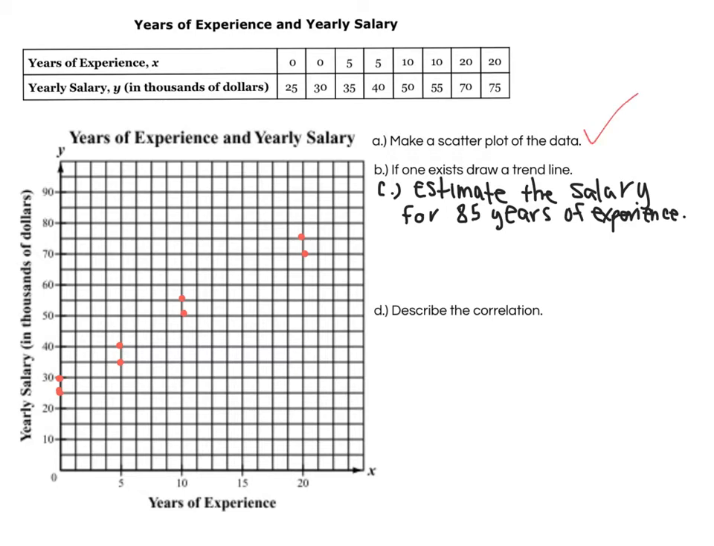Letter B, if one exists, draw my trend line. Obviously there is a trend in this data. It's going up from left to right, and it's going up almost in a perfectly straight line. So drawing my trend line in, and I'm going to use an actual line.